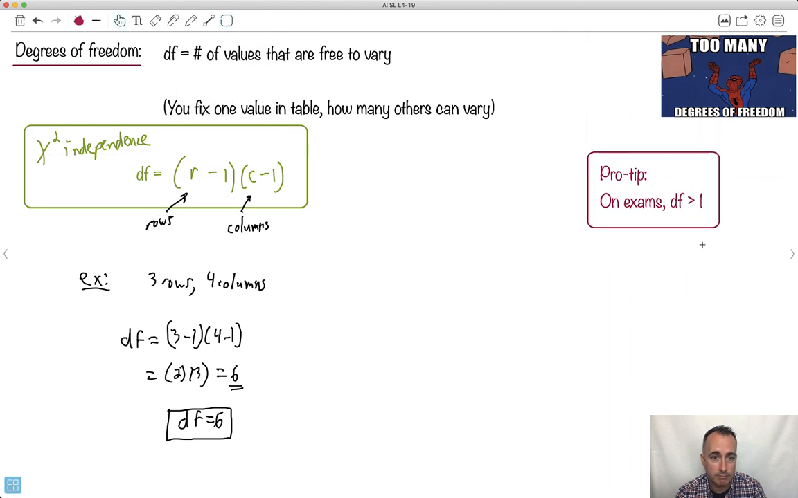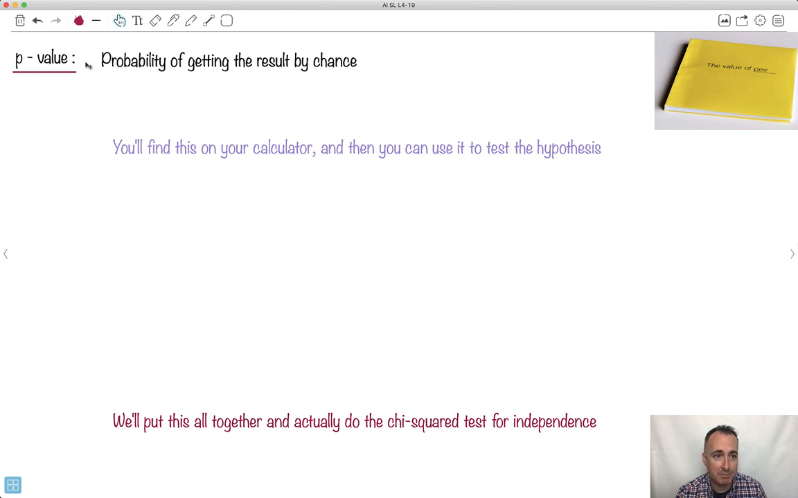All right, fine. Last definitions. We got something called a p-value. That's the value of p. It's actually the probability of getting your result by chance. We're going to be finding this on your calculator. So we're going to see, maybe, p is 0.0238, for example. This could be an example of that. We're going to be looking at what we do with all these things.